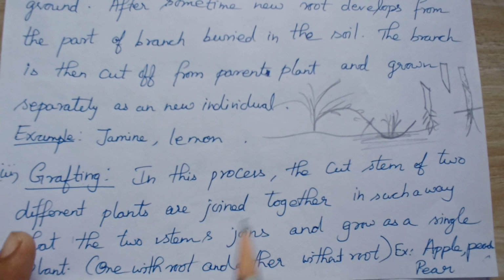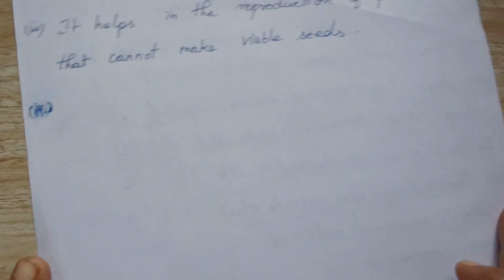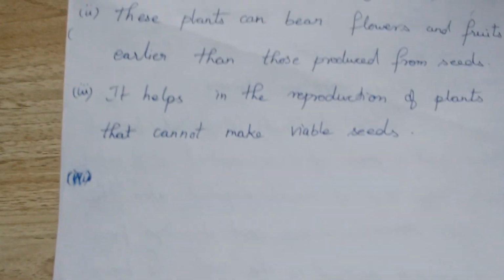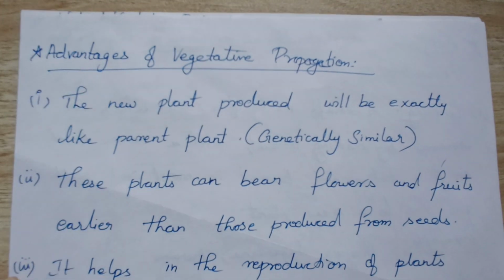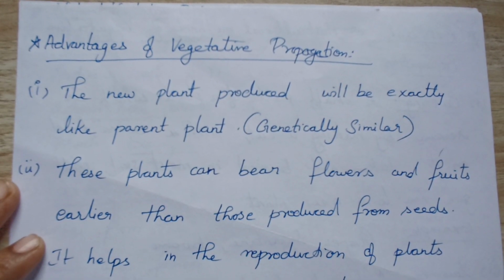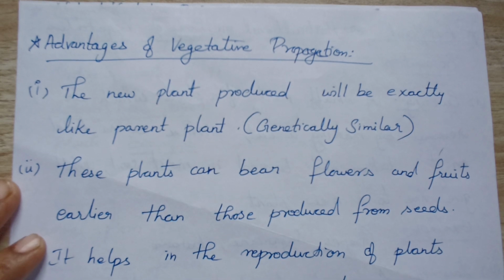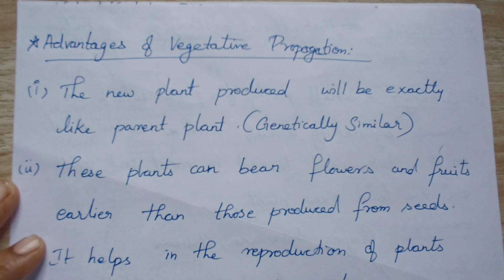Next one. Why do we have to go for vegetative propagation? We can grow the plants by seeds, right? If the seeds are sown, the plants can grow easily. Why do we have to go for vegetative propagation, that is, reproduction without seeds? What are the advantages of vegetative propagation?